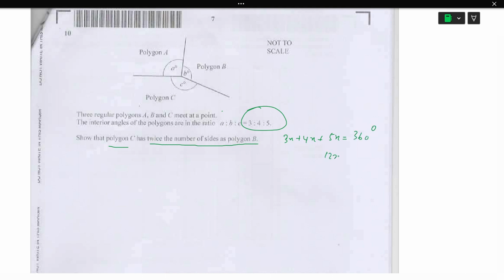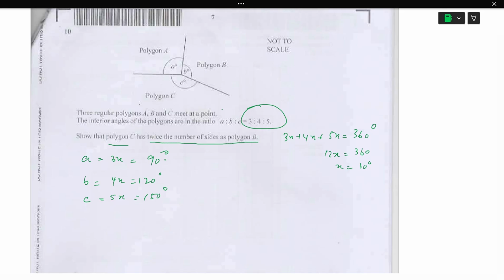So 12x equal to 360, x equal to 30 degrees. So from here we'll find angle A equal to 3x, which is equal to 90 degrees, and angle B equal to 4x, which is 120 degrees, and angle C equal to 5x, which is 5 times 30, 150 degrees. So what we need to prove is polygon C has twice the sides of polygon B.